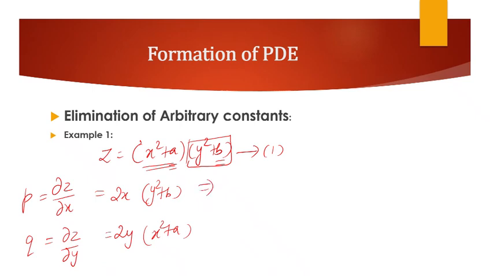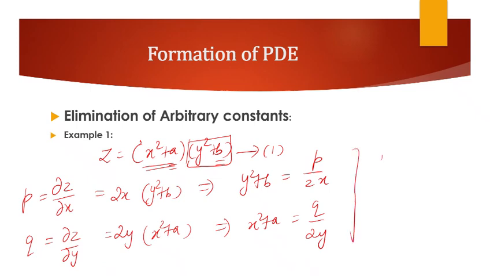From this we get the substitution for y square plus b as p by 2x, and for x square plus a as q by 2y. Now using these substitutions in equation 1, we can replace the constants in terms of x and y. So substituting these two in equation 1, we get our resultant PDE as p by 2x into q by 2y.